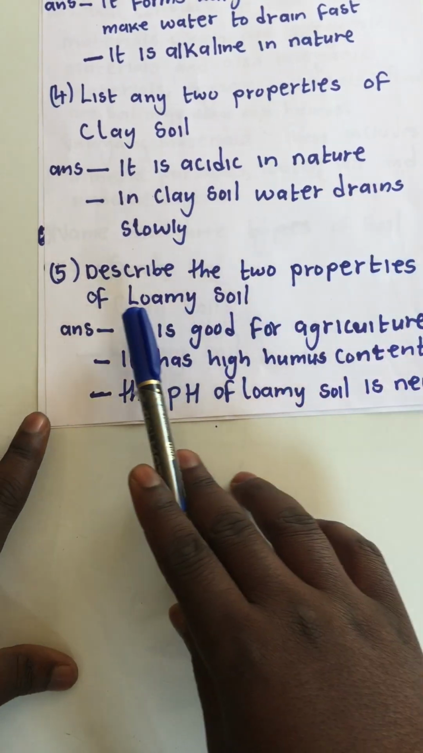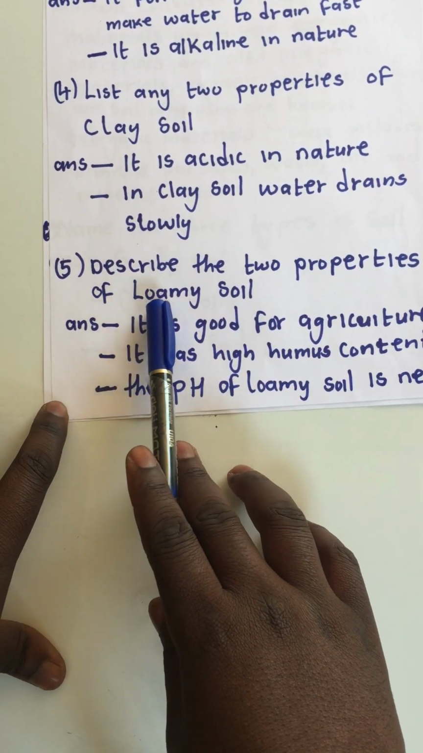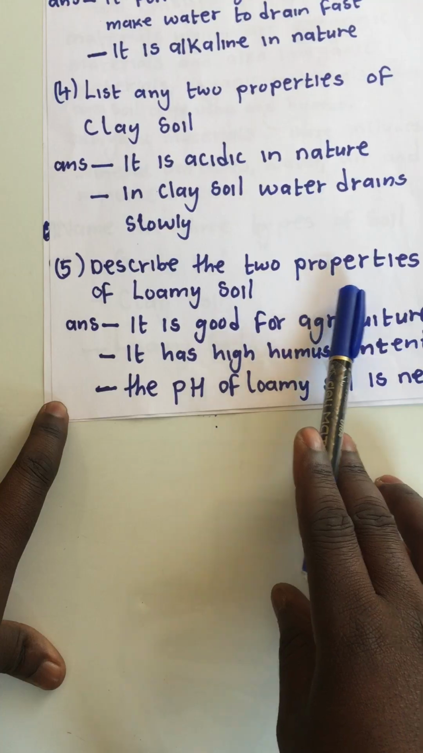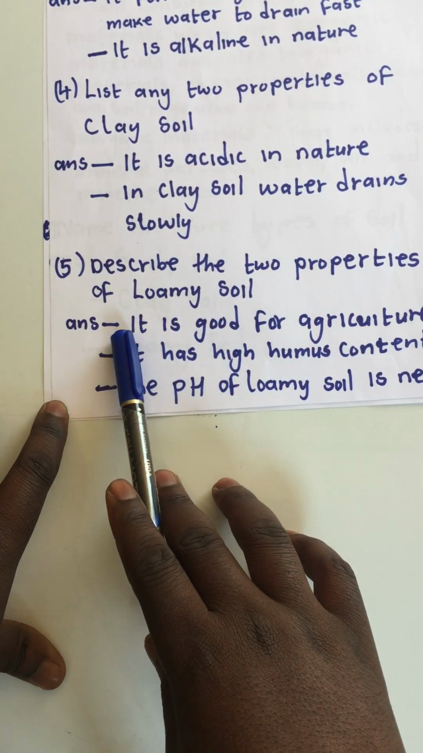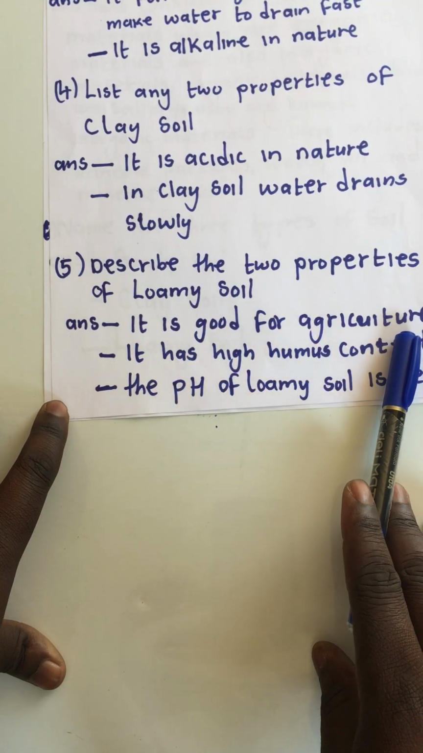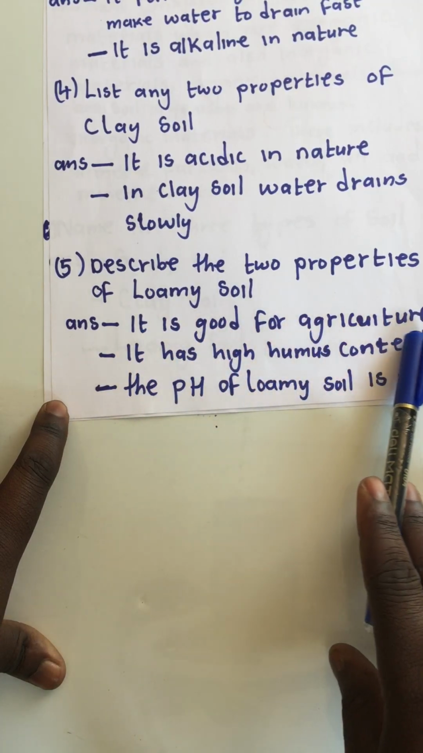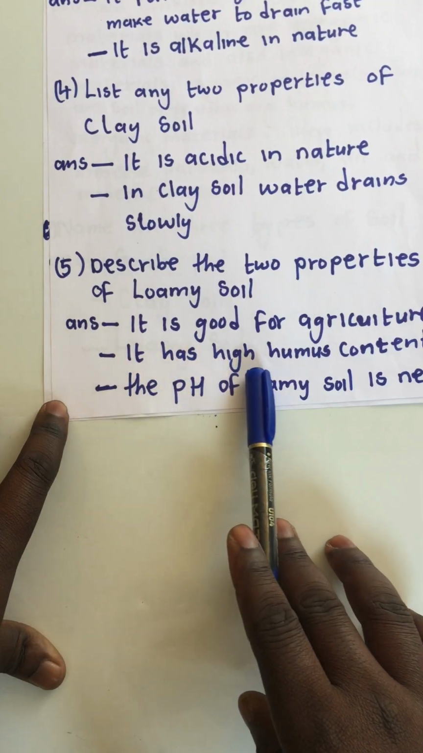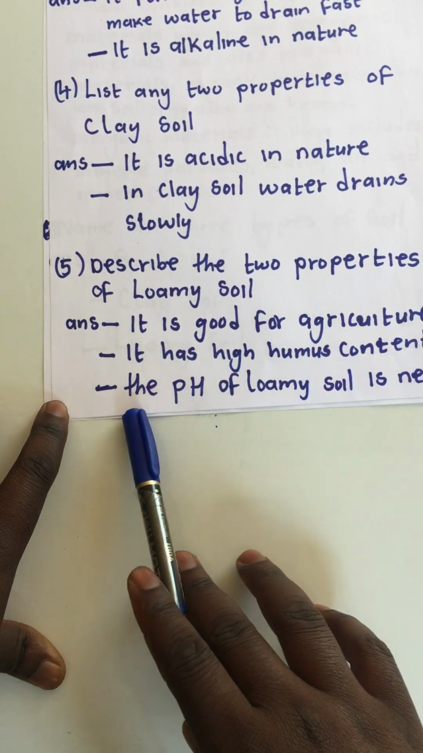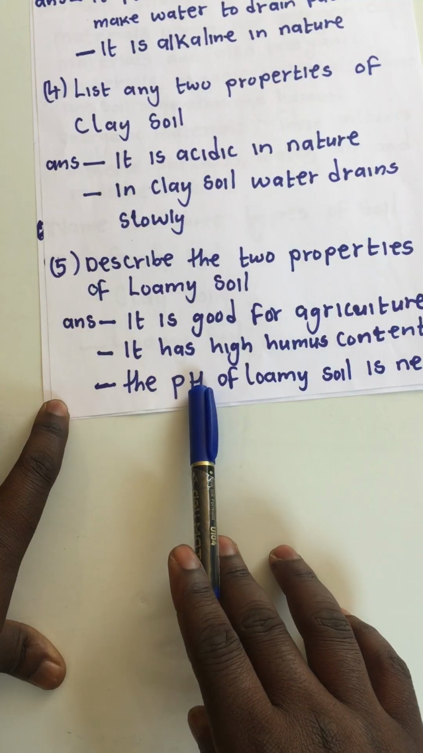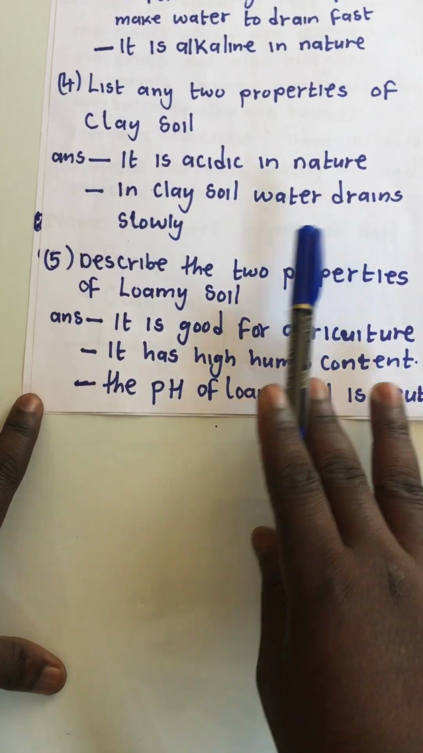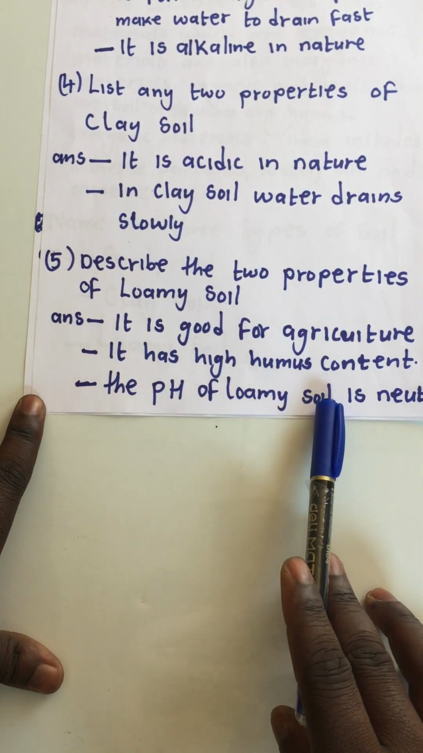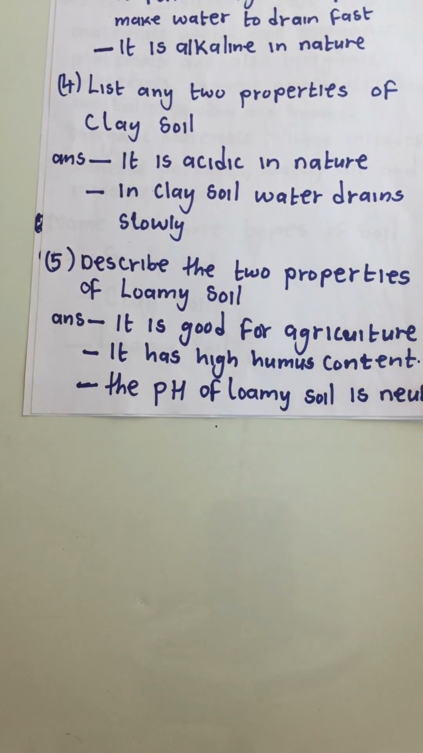We come to the 5th question. Describe the 2 properties of loam soil. It is good for agriculture. It has high humus content. The word pH means potential of hydrogen. Have you seen? So the pH of loam soil is neutral.